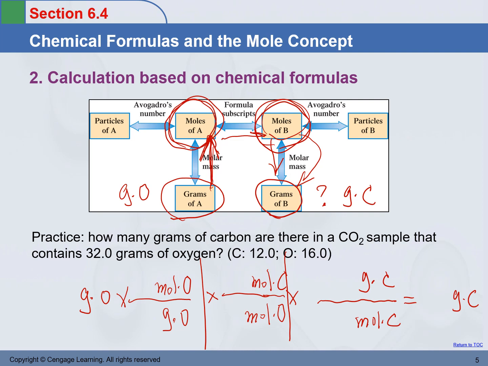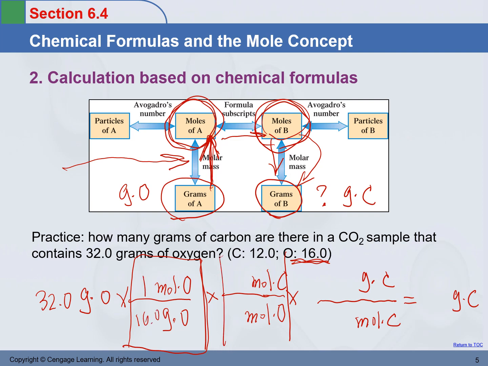Everything's set up correctly. Now let's start putting the numbers in. 32.0 is the starting point. What is the first conversion factor? The first conversion factor is the molar mass of A, which is oxygen. Oxygen, it is provided, 16.0 grams in 1 mole.